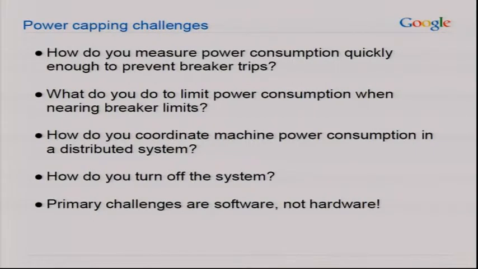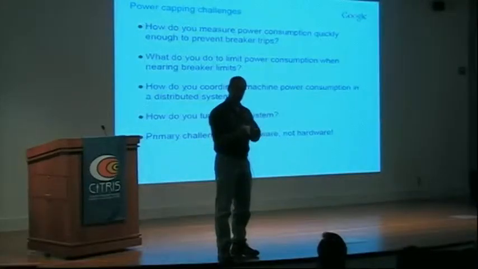Not the best way to use a lot less power. And what do you need to do to limit power consumption when you're nearing these breaker limits? So how do you handle this? This is one of the reasons we don't use the DVFS trick too much. Honestly, that gets hard, because some applications are actually more important than other applications.